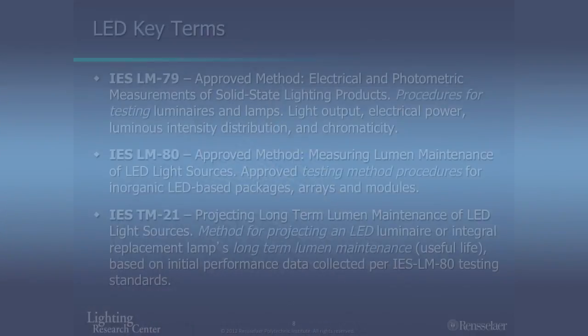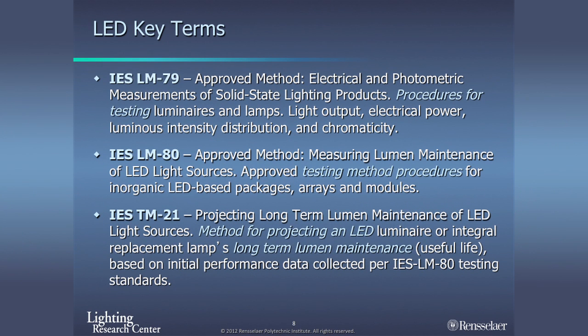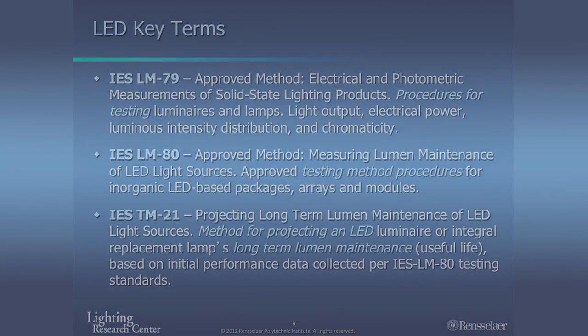But the way a lot of people are using them is saying that my product is LM79 certified. Well, that doesn't mean anything. All that means is that it was tested per a particular standard. So 79 is the approved method for electrical and photometric testing of light fixtures, and also lamps can be tested under this. And then LM80 is for the LEDs themselves, and that is a lumen maintenance projection. It says this is how long my LED will keep giving light at a certain level.